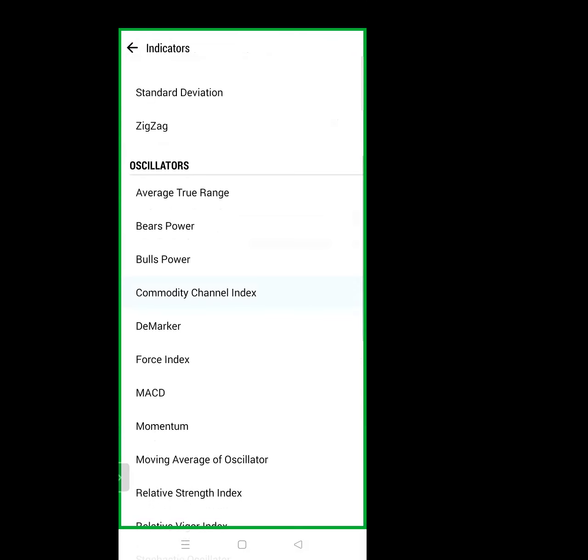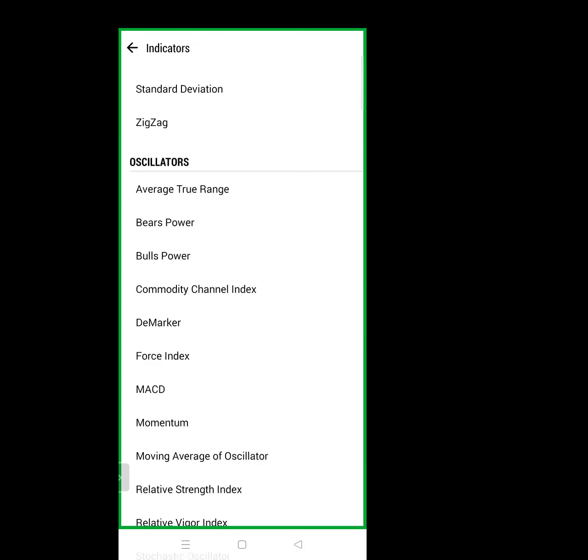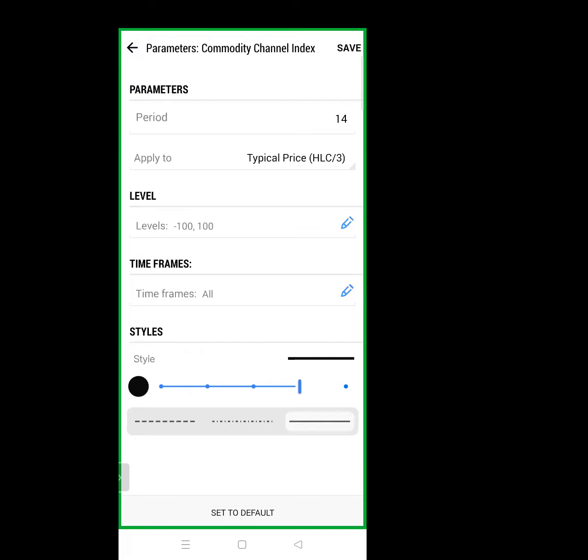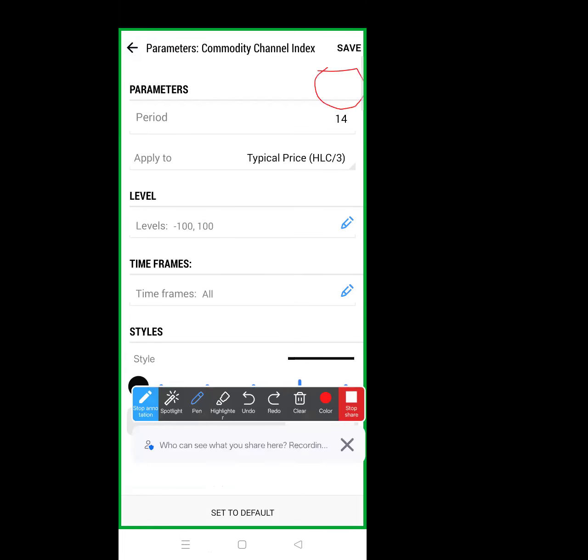Okay. You can see the place that is blinking. So that's the commodity channel index. But I'm not going to add again because I already have it. So I'm just going to open it to show you the settings. The settings are default. If yours has been tampered with before, all you need to do is make sure that you set it to default. So you click on this button to set to default. Let it just be on default and you save.